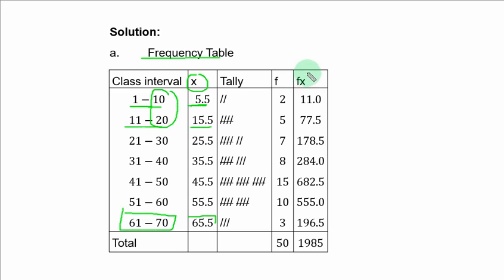To get the mean, you need to get FS, the product of F and S. If you add the frequency column, you have 50. If you add the FS column, in order to get the mean, you have 1,985. With this table, we can calculate the mean. That is B part of the question.